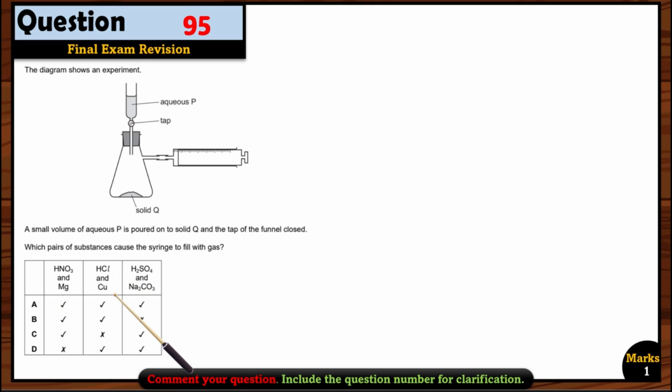Now let's see HCl and copper. Again, we have an acid and a metal. The problem here is that copper doesn't react with the acid. So there will be no gas production, or no reaction will take place. So that's why option C is correct here. Let's see this one. Sulfuric acid and sodium carbonate. Whenever acids react with carbonate, they always produce carbon dioxide gas. So again, option C is the right option here.